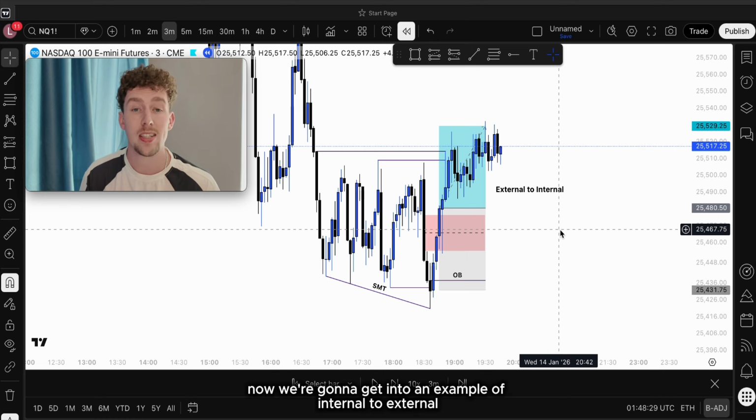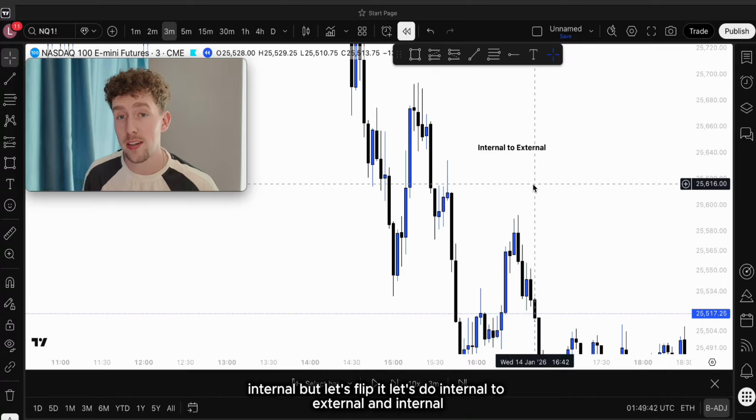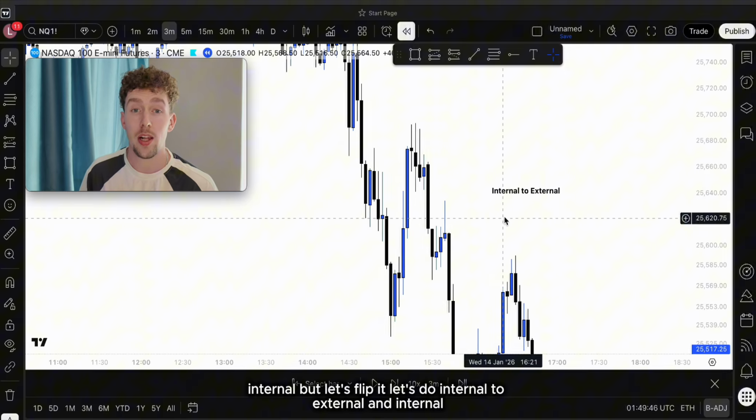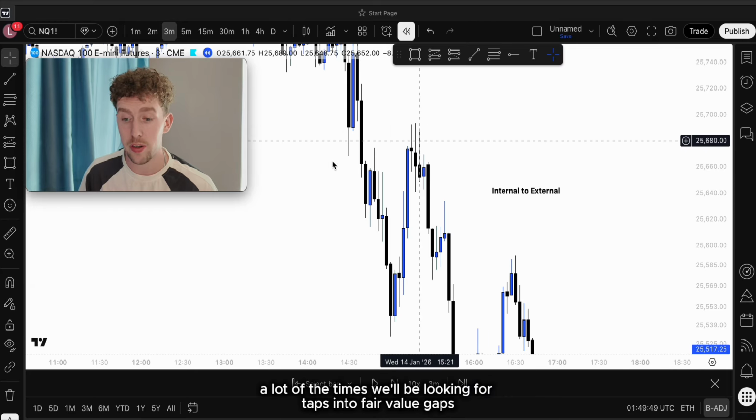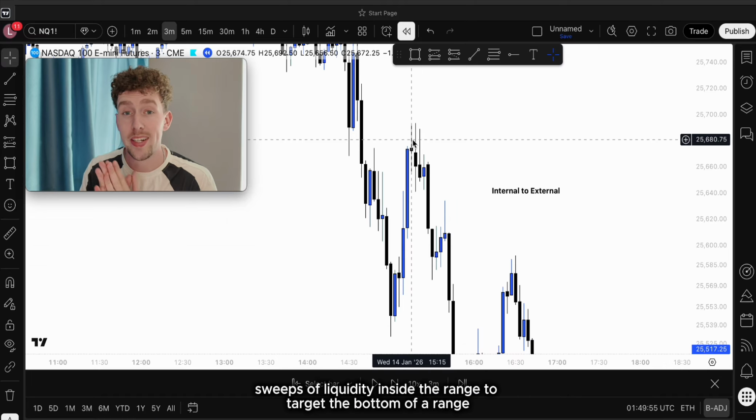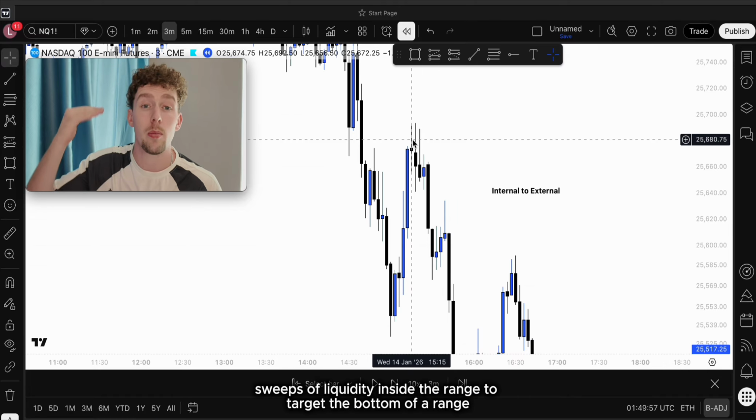Now we're going to get into an example of internal to external. We went through external to internal, but let's flip it. Let's do internal to external. And for internal, a lot of the times we'll be looking for taps into fair value gaps, sweeps inside gaps, SMTs inside the range, sweeps of liquidity inside the range, to target the bottom of a range.